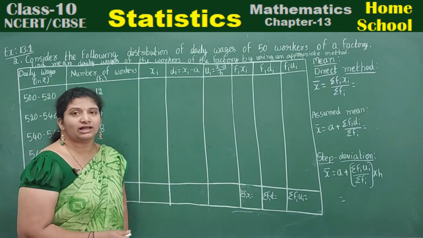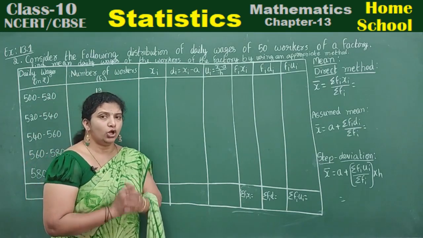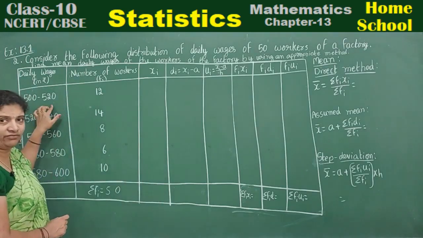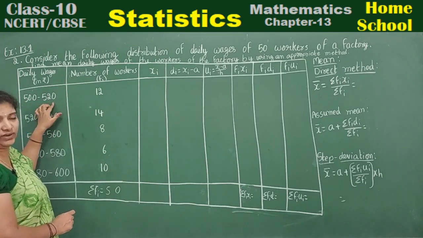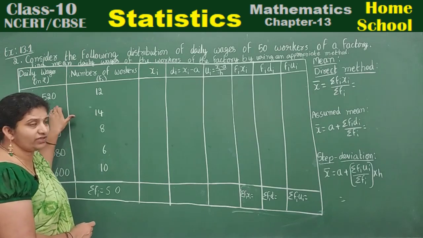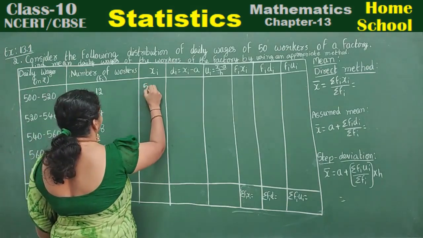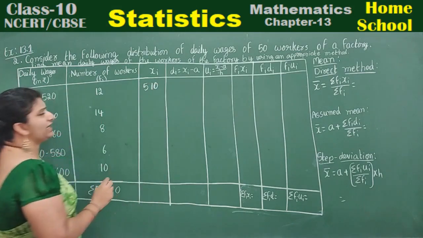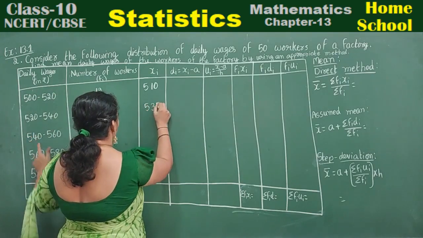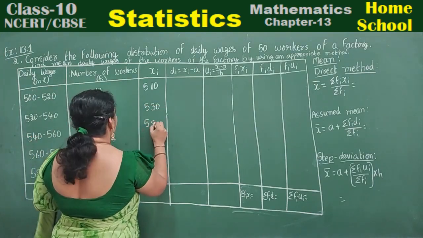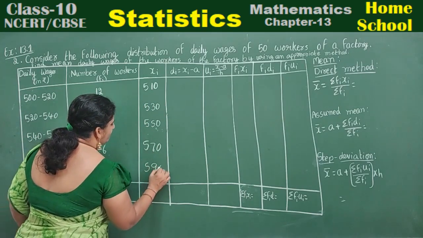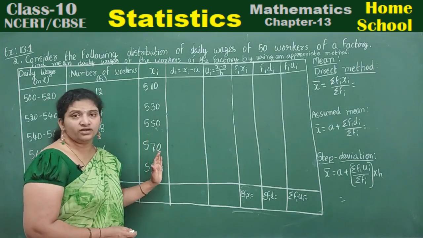Now we are going to find the class mark. What is the class mark? Lower limit plus upper limit by 2. Lower limit 500, upper limit 520. 500 plus 520, it will be 1020. 1020 half, it will be 510. Directly you can see the middle one. Now the next one will be 530, the next one 550, 570 and this one will be 590. We got the score.